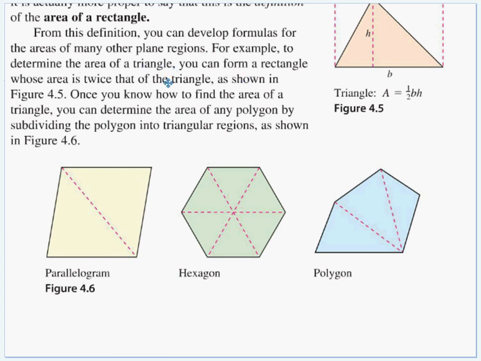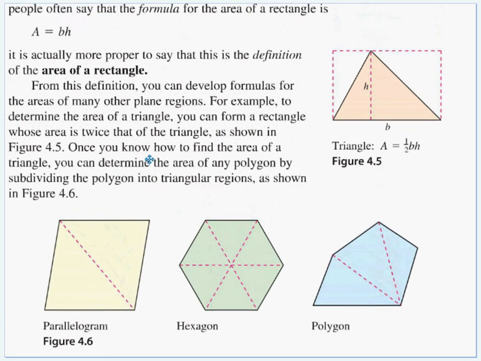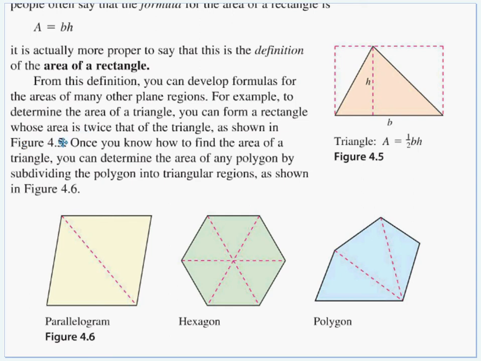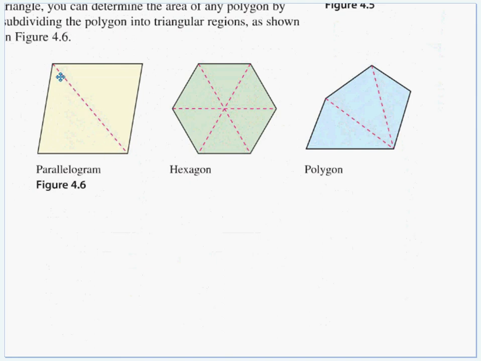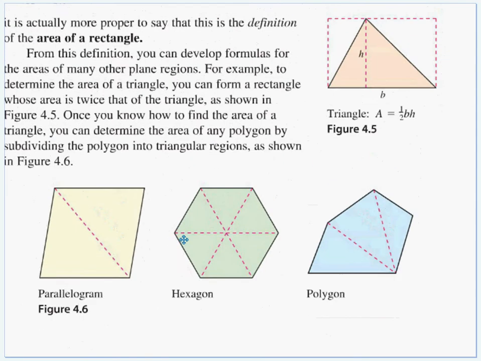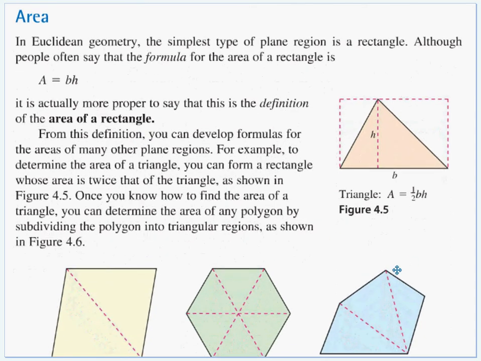For example, to determine the area of a triangle, we can form a rectangle whose area is twice that of a triangle as shown in the figure. Once we know how to find the area of a triangle, we can determine the area of any polygon by subdividing that region into triangular regions. So if you got a parallelogram, just do a diagonal, you got two triangles. Hexagon, do your sort of diameters there, you've got triangles. Any odd-shaped polygon, if you pick one of the vertices and then connect it to the other vertices, you will have some number of triangles. And we can figure out the area of those individual triangles and sum them all together.